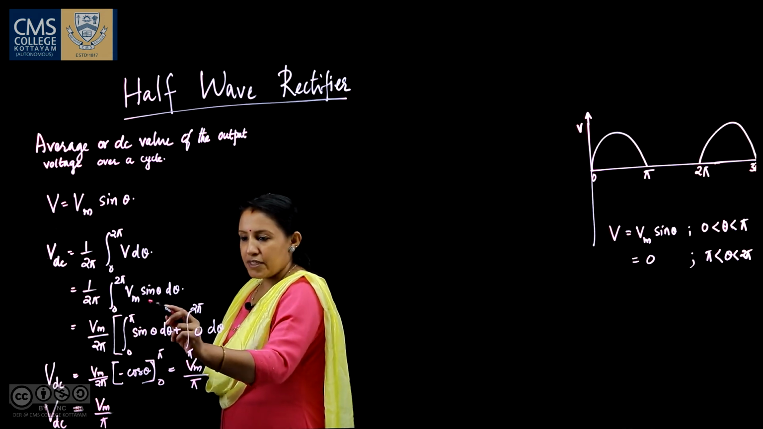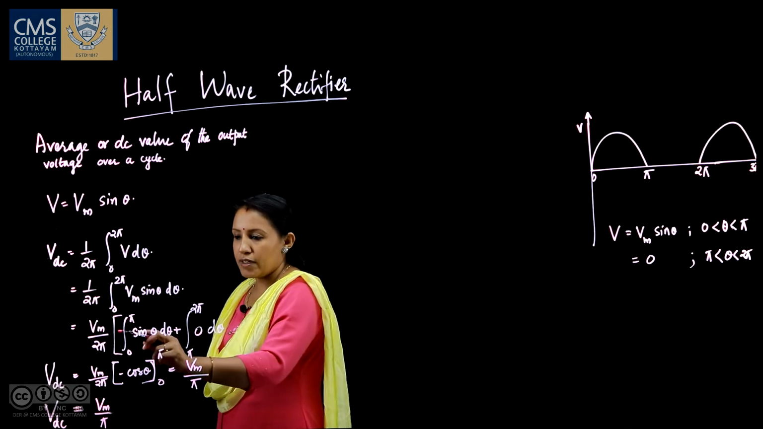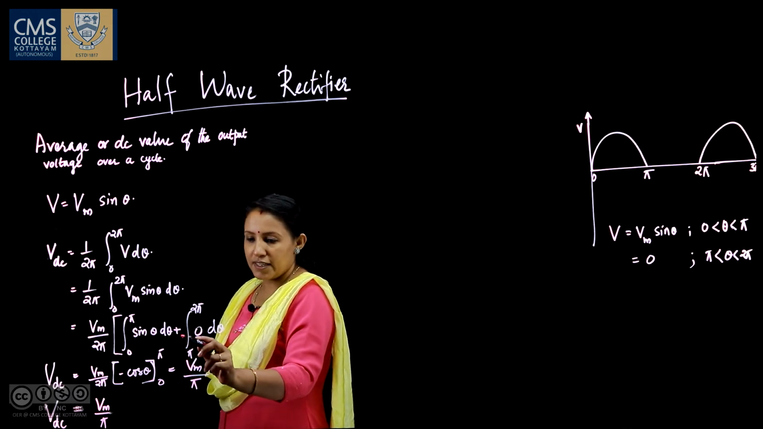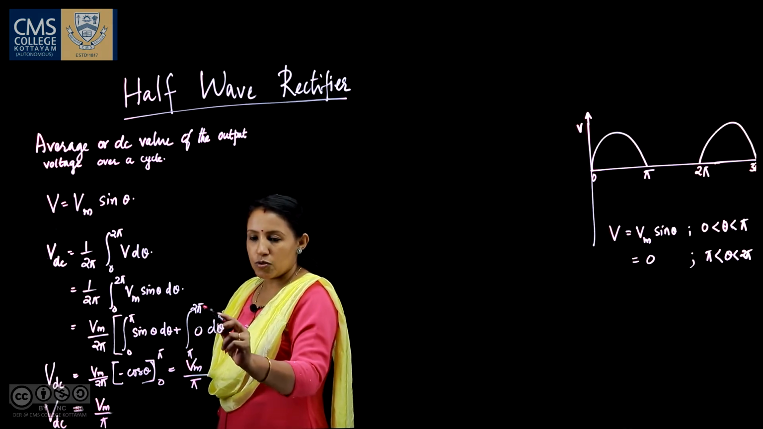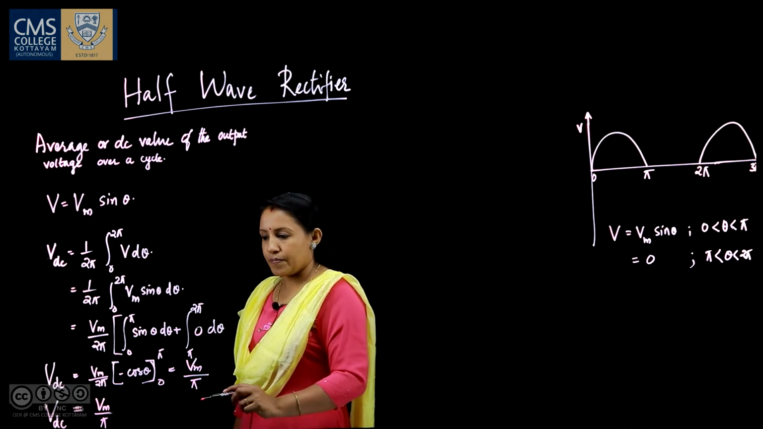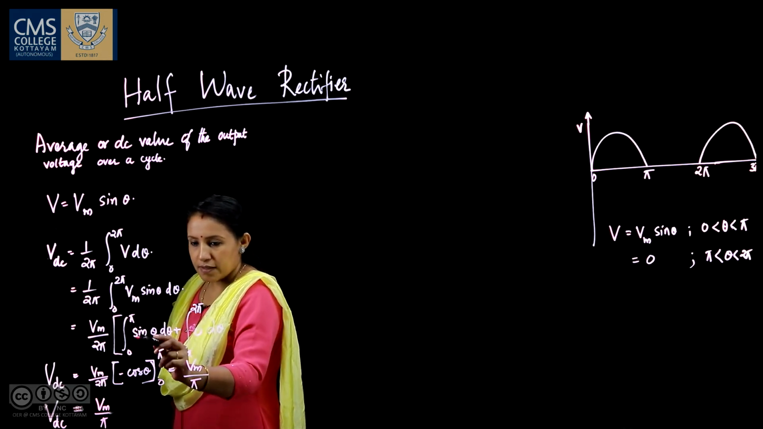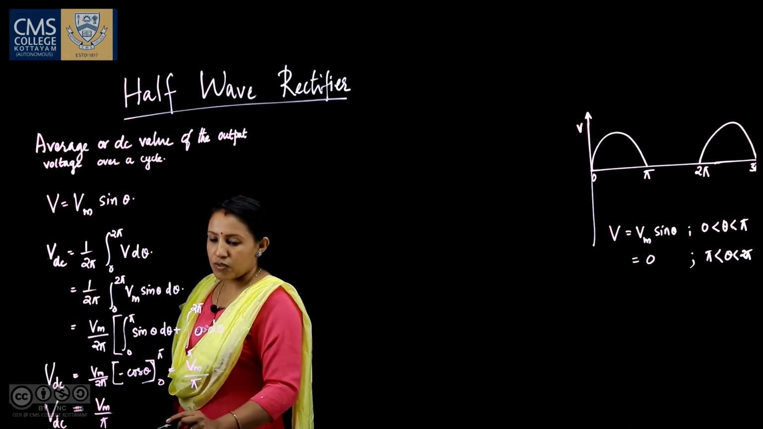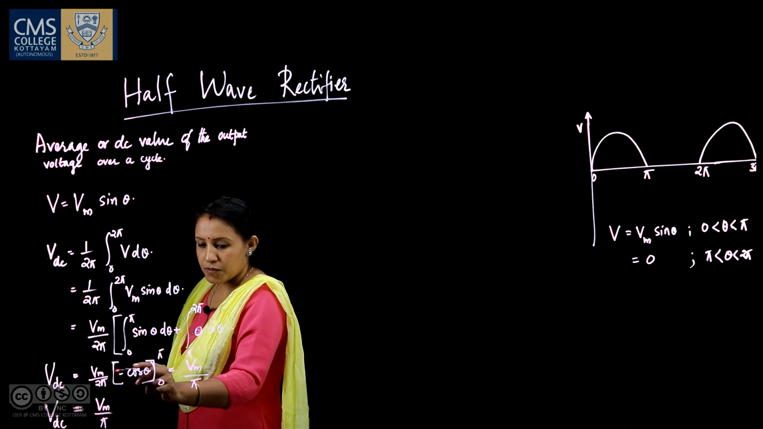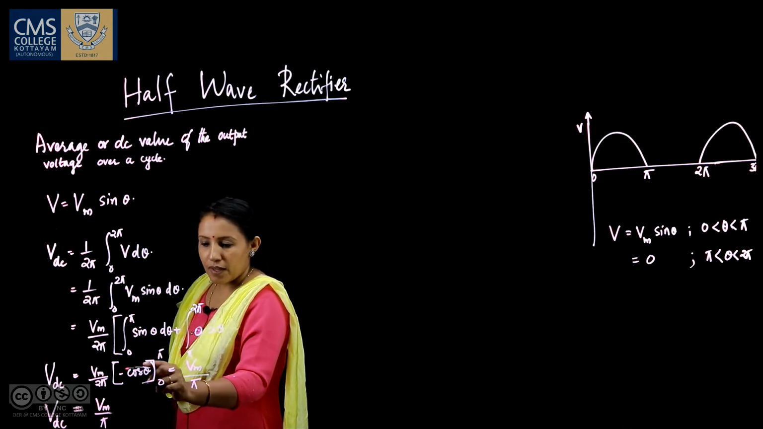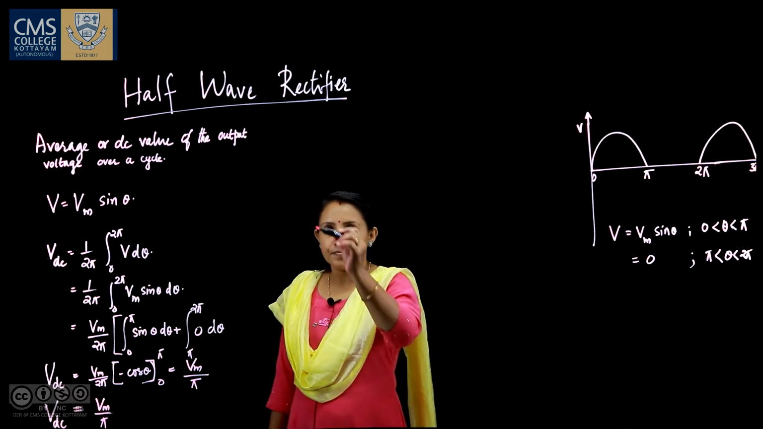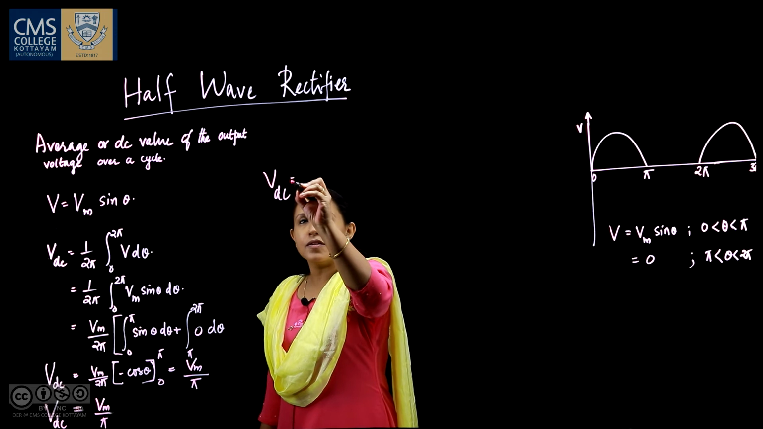Vdc is equal to, we are splitting from the range 0 to pi and pi to 2 pi. So Vm by 2 pi into integral 0 to pi sin theta d theta plus integral pi to 2 pi 0 d theta. Integrating sin theta from 0 to pi, we get minus cos theta from 0 to pi. Substituting the values, you get VDC is equal to Vm by pi.